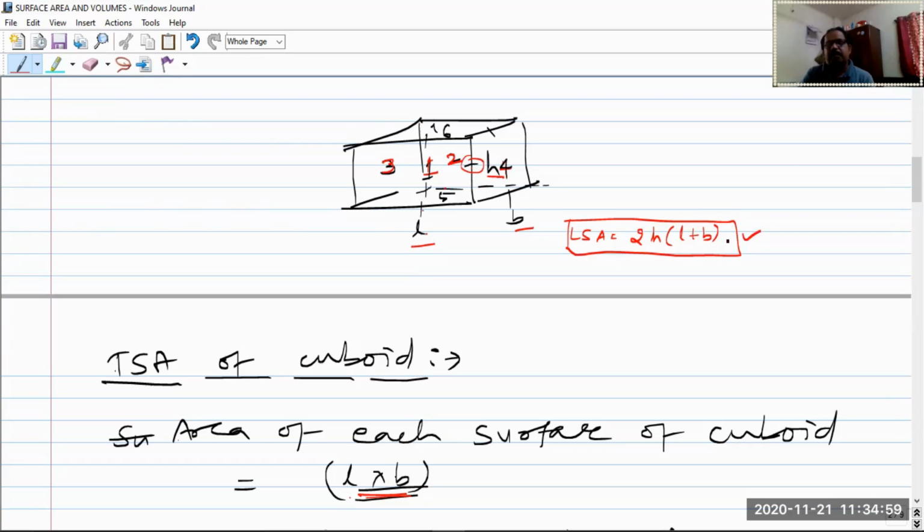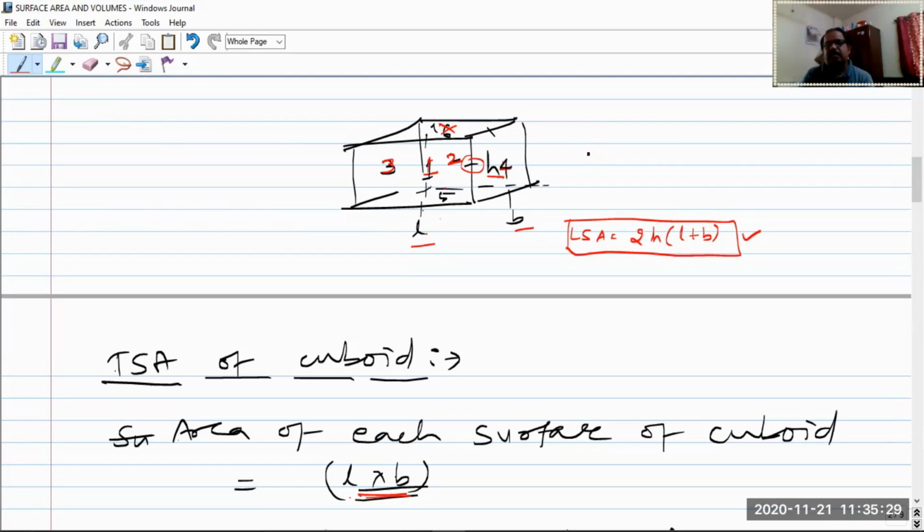In some examples, you may be asked to find the surface area of boxes which are open at the top. In that case, we just subtract the area of this one part, that is the top, the 6th surface. That area cannot be added there. So what will be the total surface area of such boxes? Instead of taking twice LB, we take only 1 times L into B.